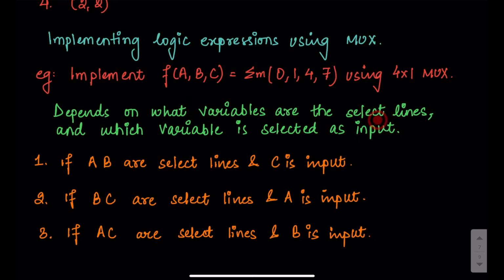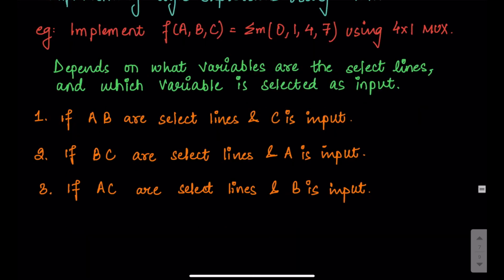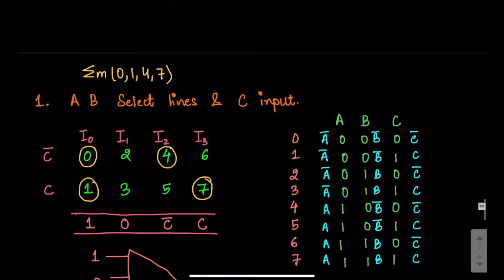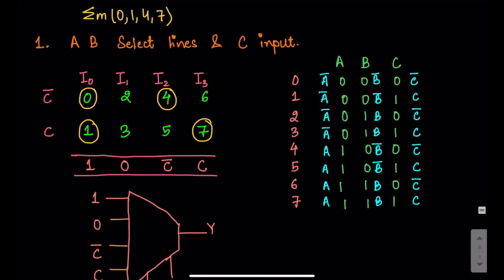Depending on this selection, we have three cases. Either A and B will be the select lines and C will be the input, or B and C will be the select lines and A will be the input, or A and C will be the select lines and B will be the input. So let's see how we will solve each of these particular cases. For example, if you chose A and B as the select lines and C as the input, then we have to follow a method in order to implement such functions using the 4x1 mux.